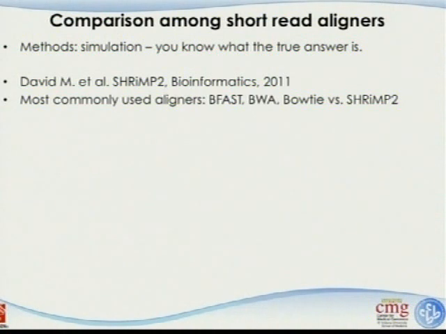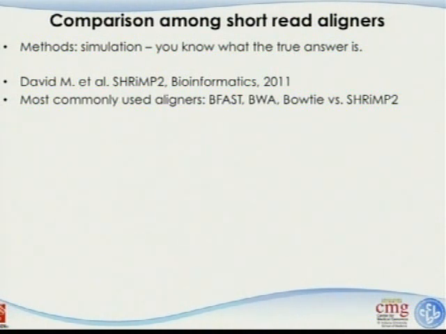So what people do is simulation, so you know where the true answer is, which alignment is correct and which is not. The data I want to show you is published this year, and it's another algorithm called SHRIMP2, from the Toronto group. It's very well done, and I haven't evaluated it, but it seems very well respected. They use Smith-Waterman. I don't know how they make it that fast.